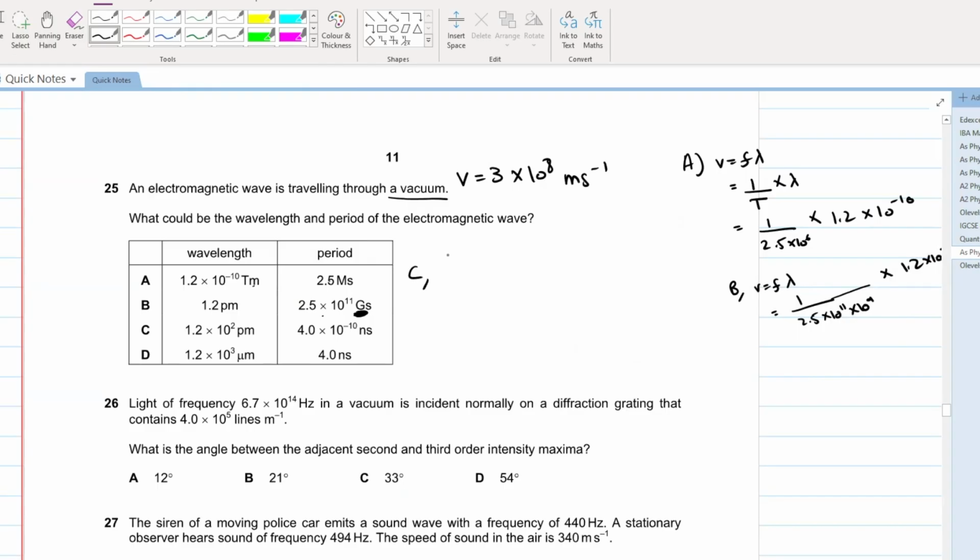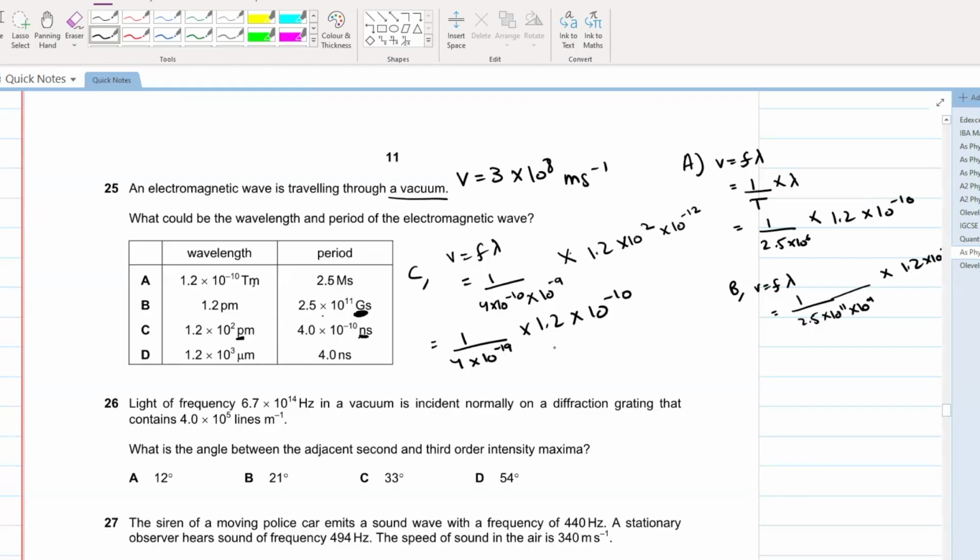In option C, again v is equal to f lambda. You don't have the frequency, so 1 over the time period. What is the time period? 4 into 10 to the power of minus 10. And then you have this nanosecond. Beta, a nanosecond is also attached, so what will you do? Further multiply by 10 to the power of minus 9, multiplied by wavelength, that is 1.2 into 10 to the power of 2, multiplied by this pico, that is 10 to the power of minus 12. Let's simplify this. This equals what? 1 over 4 into 10 to the power of minus 19 into 1.2 into 10 to the power of minus 10. Can we calculate this answer?